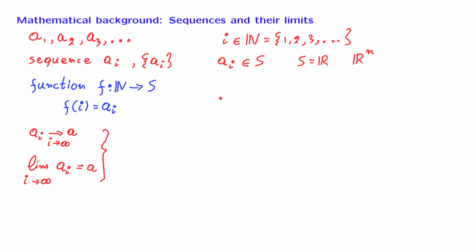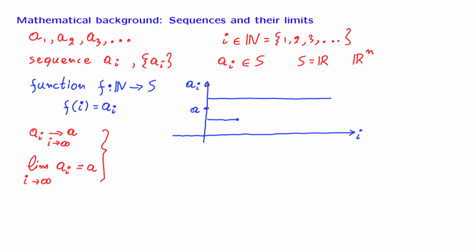What does it mean for a sequence to converge? What is the formal definition? It is as follows. Let us plot the sequence as a function of i. So this is the i-axis, and here we plot entries of a_i. For a sequence to converge to a certain number a, we need the following to happen. If we draw a small band around that number a, what we want is that the elements of the sequence as i increases eventually get inside this band and stay inside that band forever.